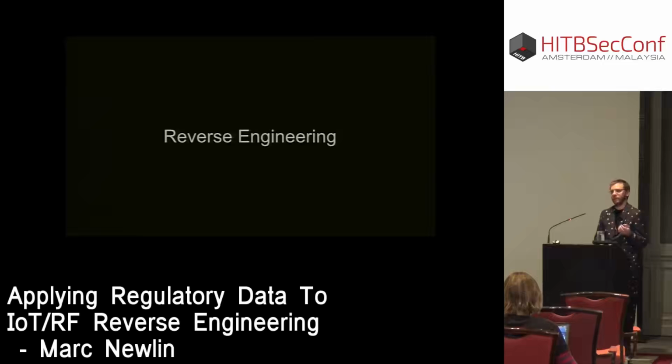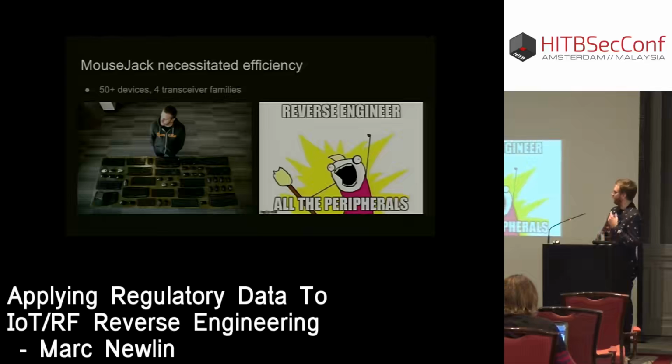So now we'll talk about the process that I go through to reverse engineer a protocol. This is where everything started. With MouseJack, I was looking at a large number of devices in a relatively short period of time. It was approximately 50 keyboards and mice, 4 different families of transceivers, and around 20 different protocols and payload format behaviors. Because it was such a wide range of types of devices, it necessitated being very efficient about going through the process in order to not waste time. And as a result of going through all these devices, I've developed a fairly efficient way to do this.